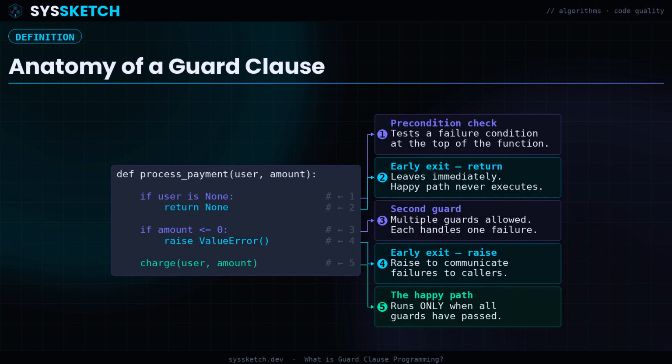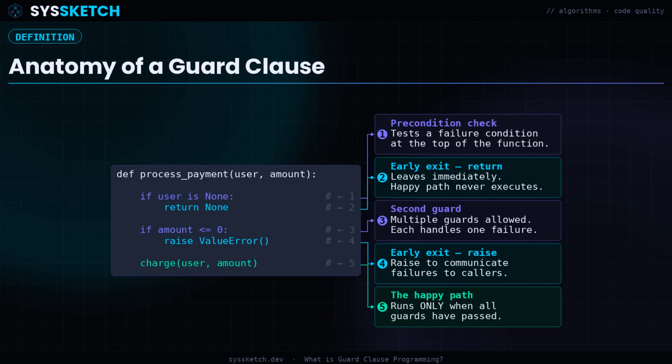So what exactly is a guard clause? It is a conditional check placed at the top of a function that exits immediately if a precondition is not met. There are 3 parts. First, the precondition check, a single condition that tests something that must be true before the function can proceed. Second, the early exit, a return or a raise that leaves the function the moment the check fails. Third, the happy path, the main logic of the function which only executes once every guard is passed.